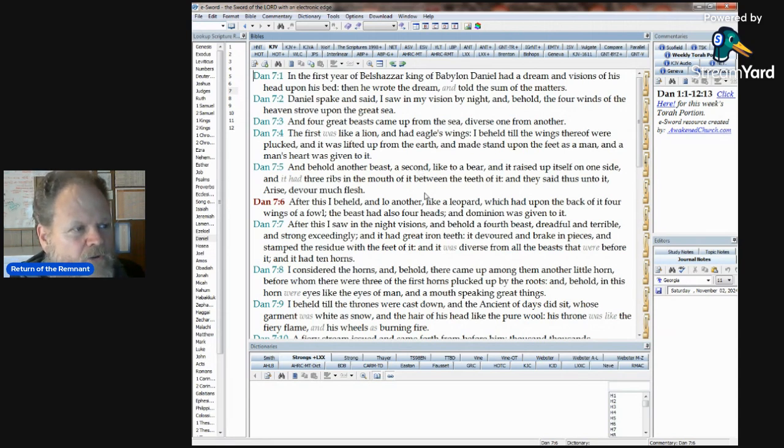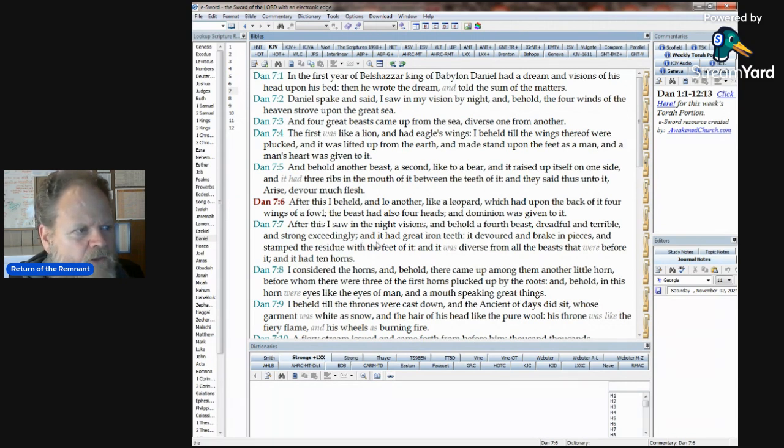And behold, another beast, the second, like to a bear, and it raised up itself on one side, and it had 3 ribs in the mouth of it, between the teeth of it. And they said thus unto it, Arise, devour much flesh. After this I beheld, and lo, another like a leopard, which had upon the back of it 4 wings of a fowl. The beast had also 4 heads, and dominion was given to it.